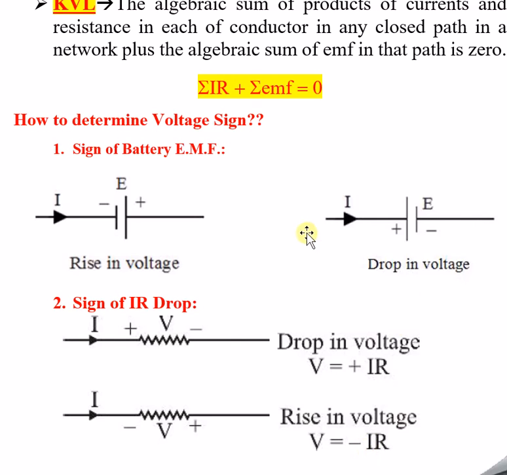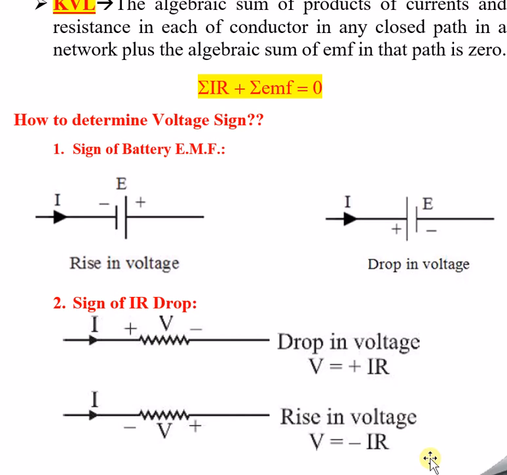As I already mentioned, if current is flowing towards positive, it is a drop in voltage. If current is flowing towards negative, it is a rise in voltage. In the same way, if it is moving towards the positive of the voltage, then we can say there is a drop in voltage, and we can say that it is IR. If current I is moving towards the negative part of the voltage, if it is reversely connected, actually the connection should be plus and minus. If it is connected in reverse manner, then that is minus IR.